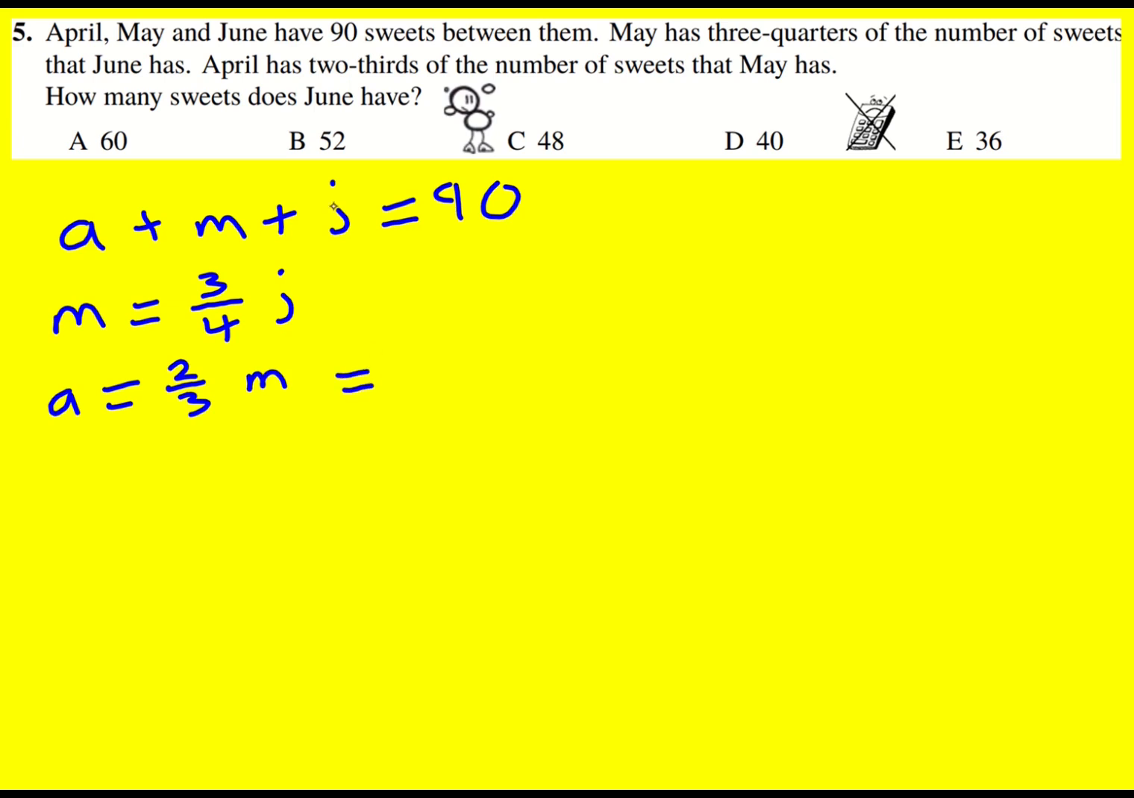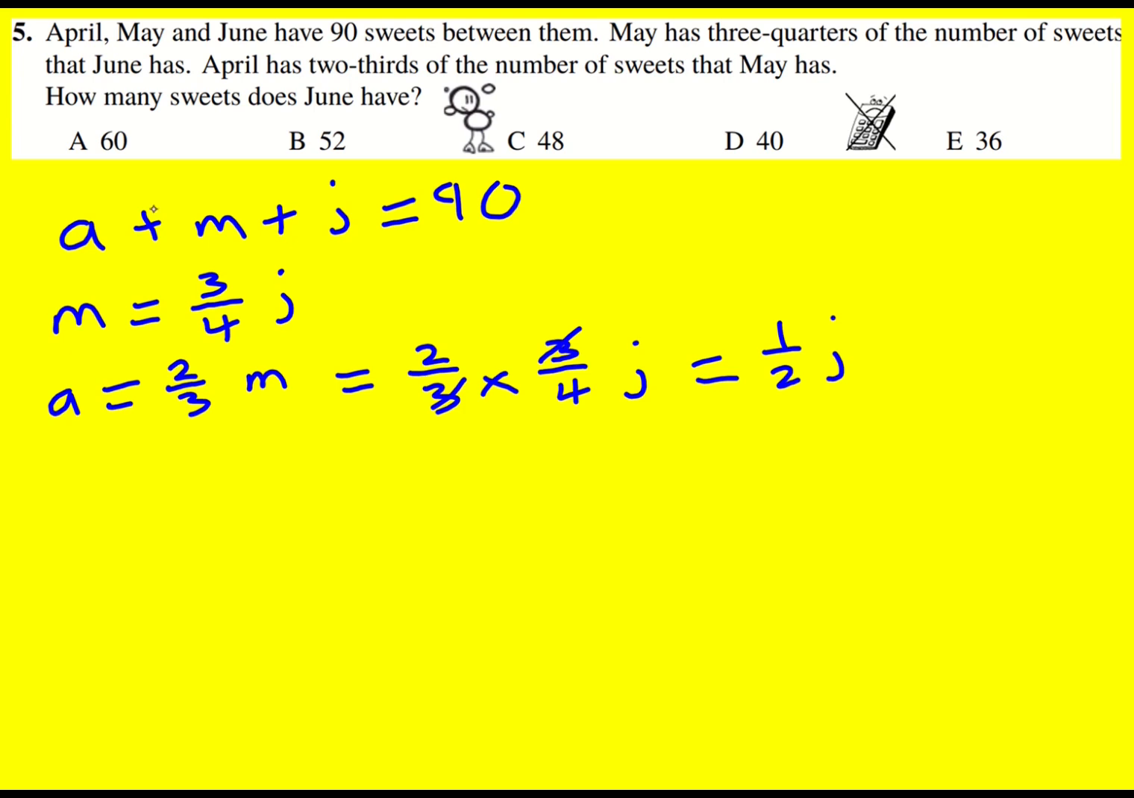Now, I've got M in terms of J, and I've got A in terms of M, so I can actually get A in terms of J by replacing M by 3/4 J. So it's going to be 2/3 times 3/4 J. Now you can either times the tops and times the bottoms and simplify down, or you can do it even quicker and cross cancel. It's going to give 2/4J or a half J. If you times the tops, you'd get 6. The bottom's 12, 6/12, you'd get the same thing.